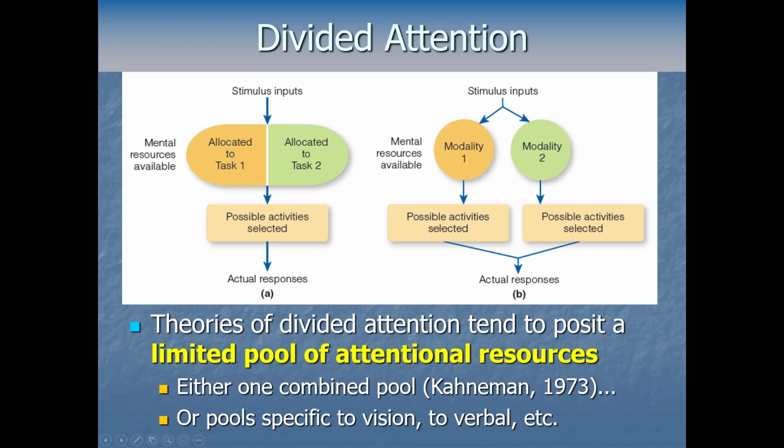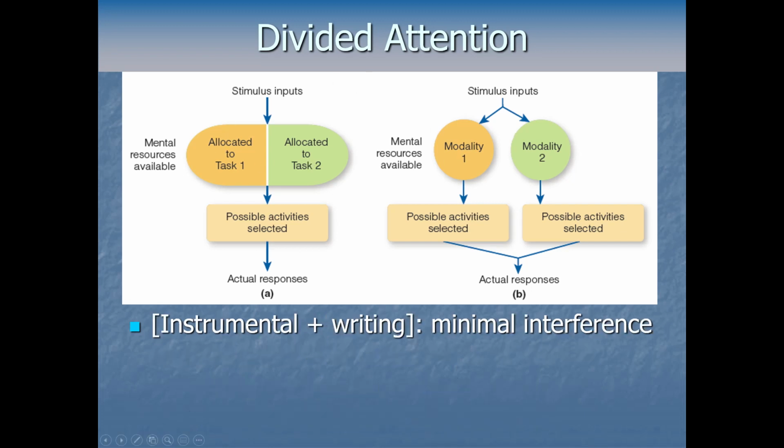They shouldn't really interfere with each other if they're from different pools. So these two models do make pretty distinct, different predictions. And sure enough, we've actually got lots of support for some version of this multiple pools model.